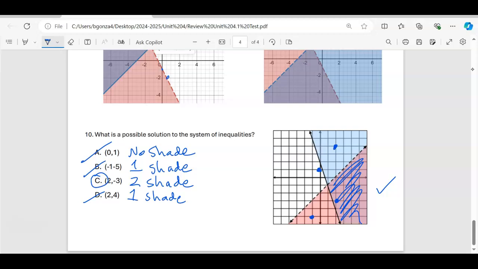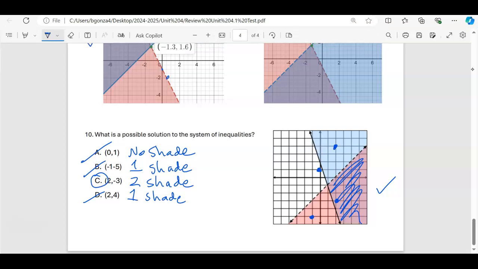All right, and that's the review. Your test is very similar to this review. So please be careful, please study, and be ready for these types of problems on your test.